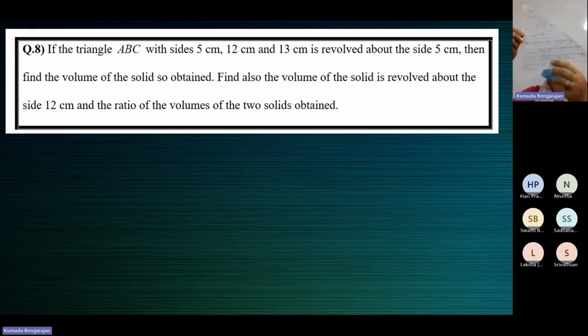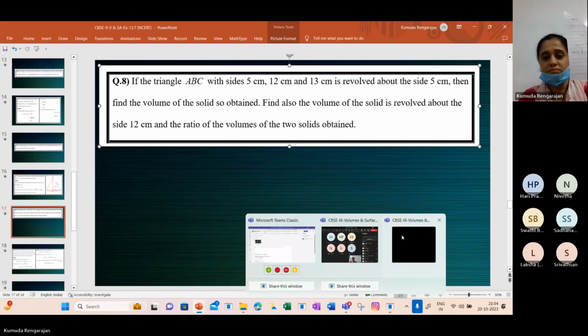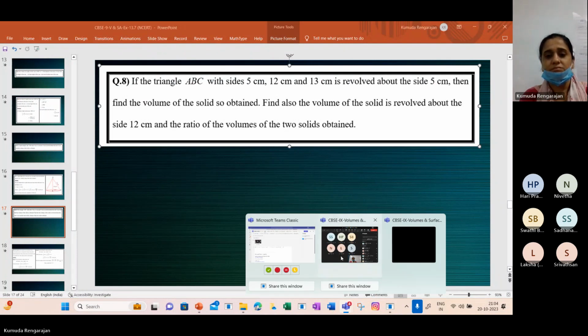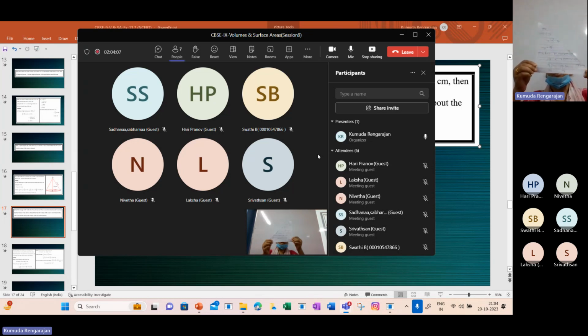Okay. So this is the right triangle. This one is the hypotenuse. This is one leg. This is the other leg. The legs are the sides containing the right angle. This is the right angle. This is the vertex containing the right angle.